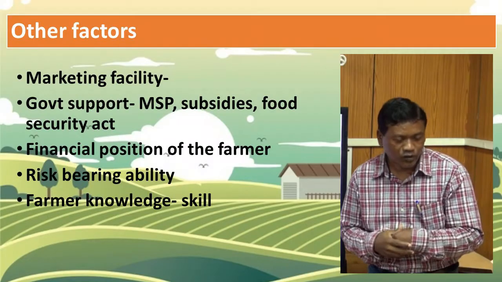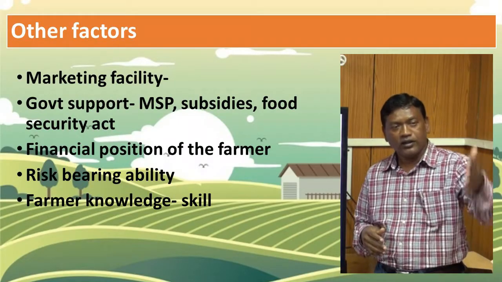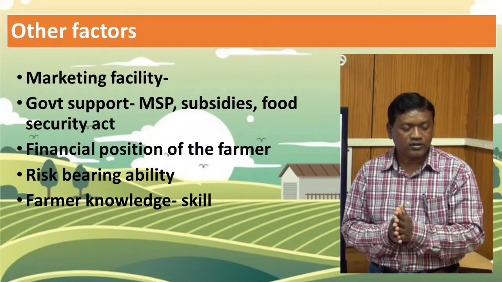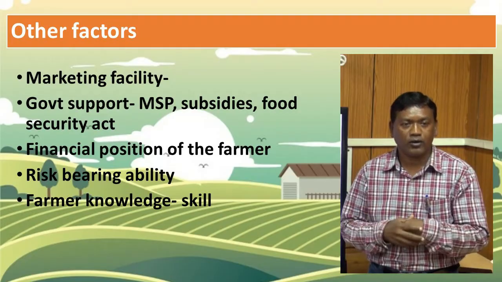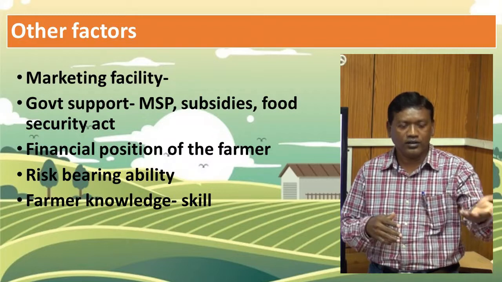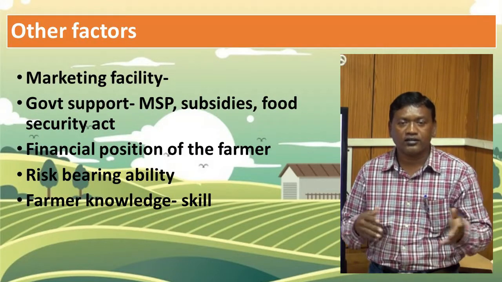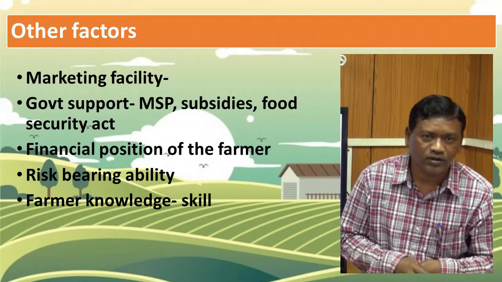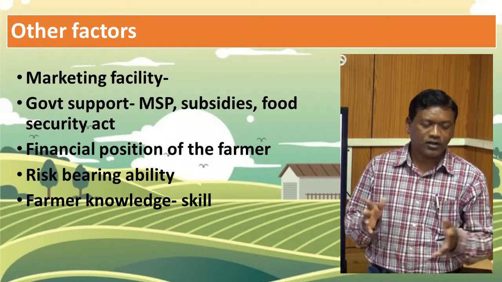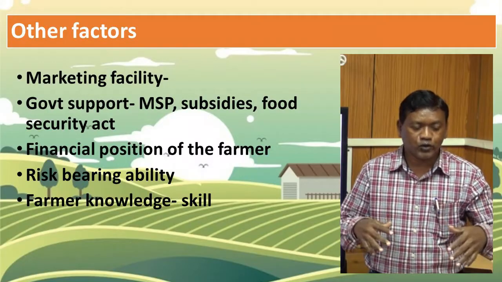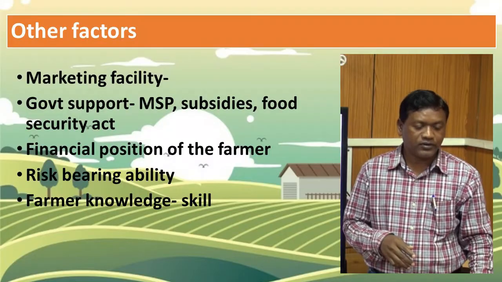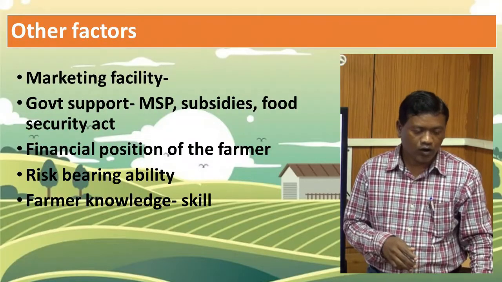And the farmers' knowledge and skills. In the integrated farming system, there are different types of components. These components depend on the knowledge of the farmers. If the farmer has the knowledge, he can tackle all the things. And if the farmer has the skills, he can tackle different difficult conditions. So the farmer has the knowledge and the capacity to take the risk, and the skill to decide all the enterprises.